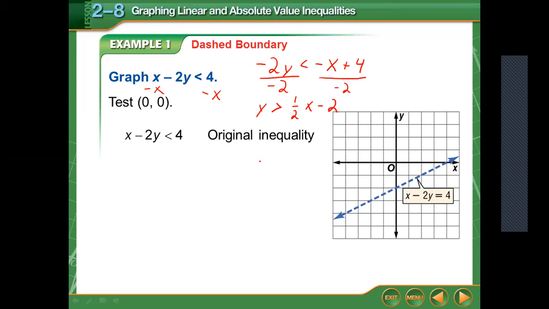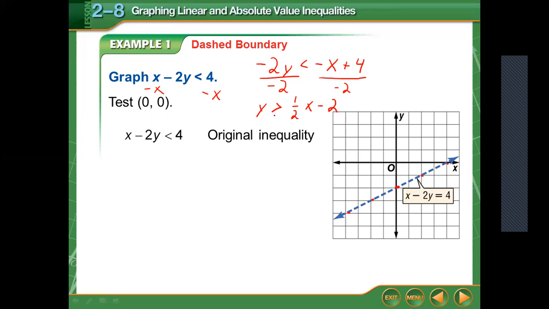So essentially what's going to happen now is I'm going to plot the y-intercept down here at negative 2 and follow my slope. Up 1, right 2. Down 1, left 2. And then I'm going to make a dashed line. Now, why is this line dashed? Because it's a less than sign. It's not equal to, it's just less than.